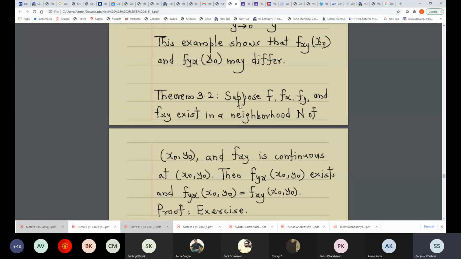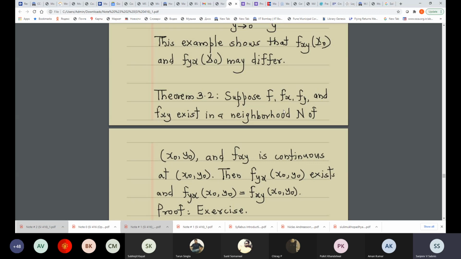So the statement of the theorem reads as follows. It says, suppose f, fx, fy and fxy exist in a neighborhood N of this point (x0, y0), and if fxy is continuous at (x0, y0), then fyx(x0, y0) exists and it equals fxy(x0, y0). Okay. So again, just in case some of you have forgotten this, I'm helping you recall this result.